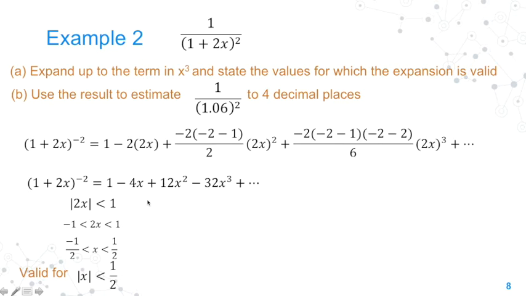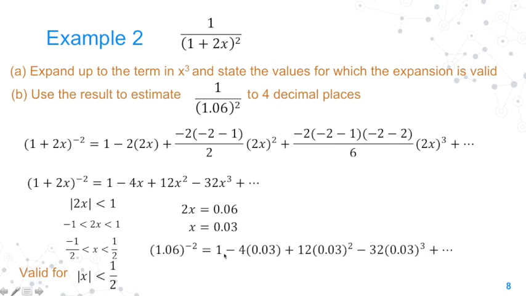Okay, so now let's use the result in B to estimate this number correct to 4 decimal places. So compare now this. 1 is the same, 2 is the same, therefore 1 plus 2x must be equal to 1.0006, or we can also infer from that that 2x is equal to 0.06. Solving for x, that will be 0.03. So this time we can substitute the value of x, 0.03, in this expansion.